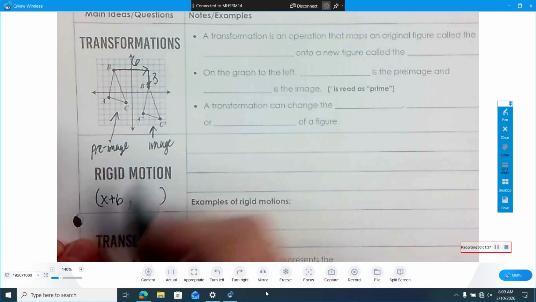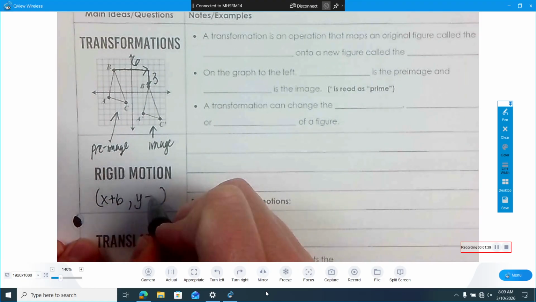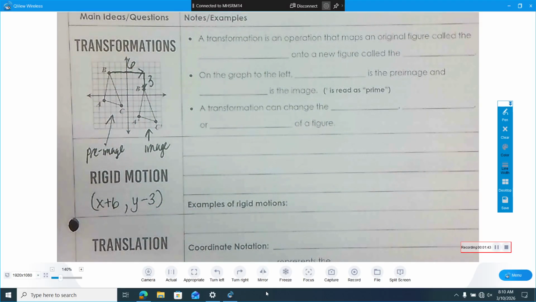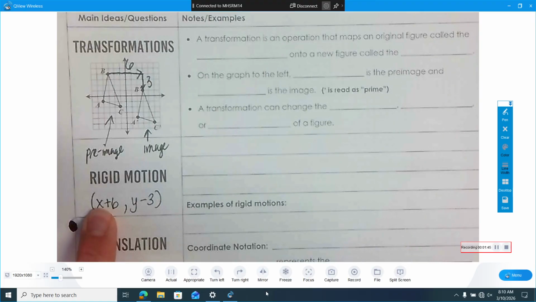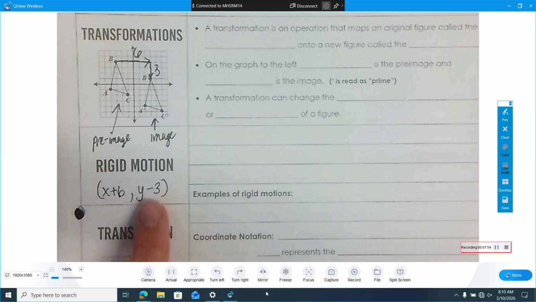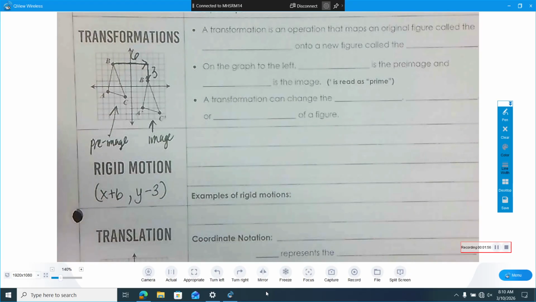Very good. x plus 6 and y minus 3. And so basically what this coordinate notation is telling us is we're going to move in the x direction. The x direction moves horizontally. And because it's a plus 6, we're going to the right 6 units. And the vertical movement here, so in the y direction, down 3. Very straightforward, very easy to do.